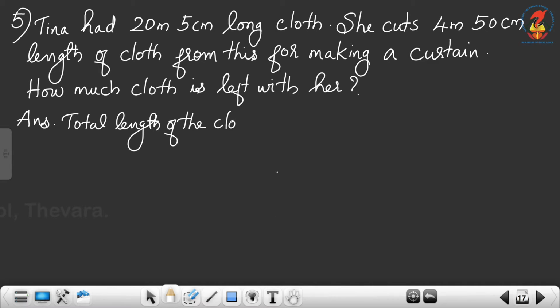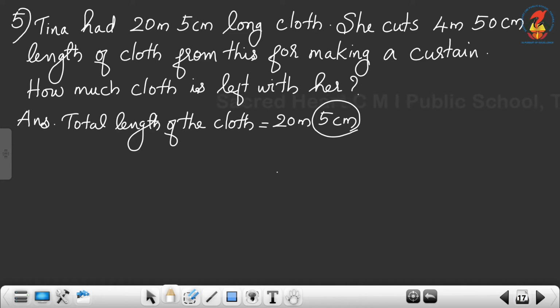Total length of the cloth equal to 20 meters 5 centimeter. Now it is not given in the decimal form, so we have to write it in the decimal form. So you know how we can convert it into the decimal form? 20 meter 5 centimeter. Which one you have to convert? 5 centimeter you have to convert.